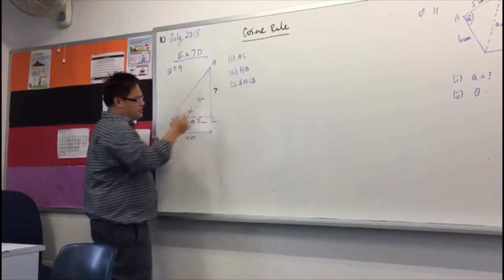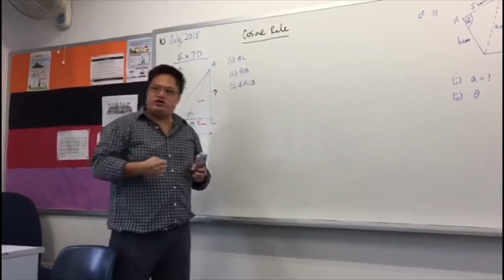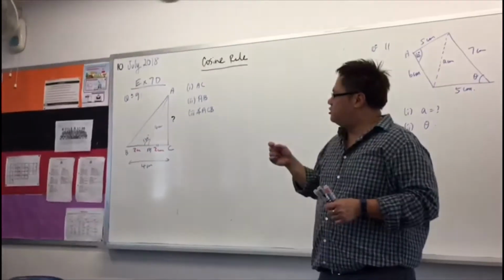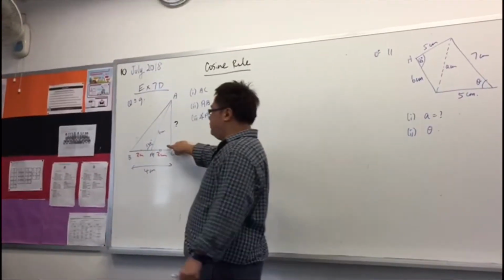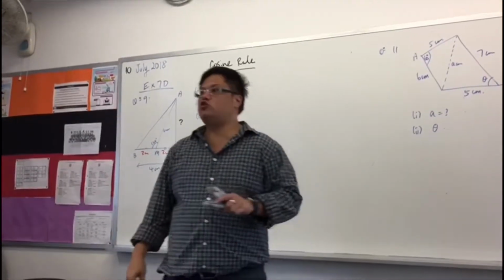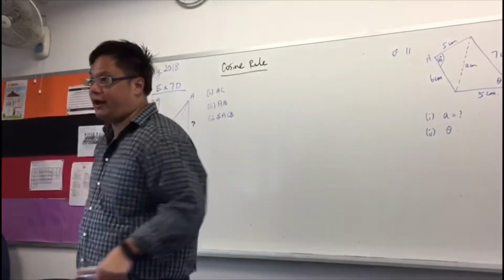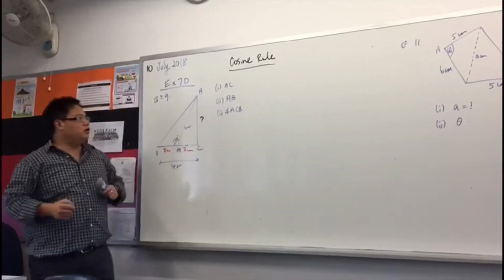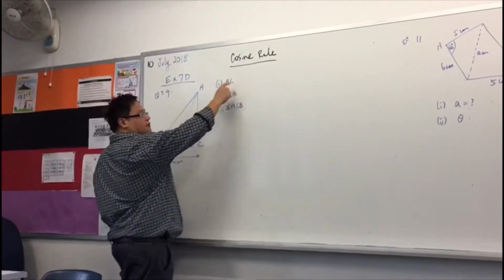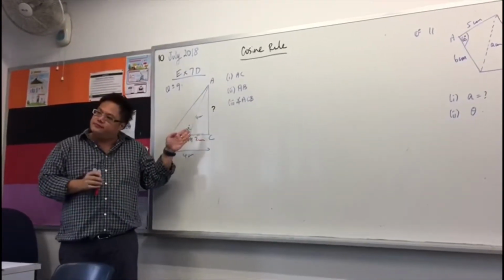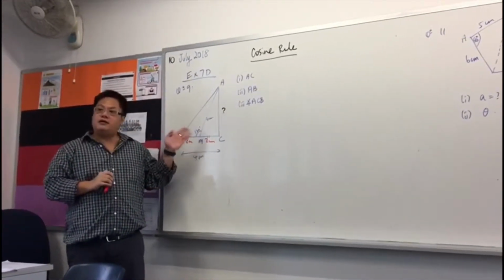How do you find AC? For this particular question, you might assume that this was 90 degrees. But remember in the exam, you cannot assume. When you assume, you're making an ass out of you and me. So don't anyhow assume. Never. So to find AC, please look here. Can you use Pythagoras theorem? No. Emma, can you use Pythagoras theorem?